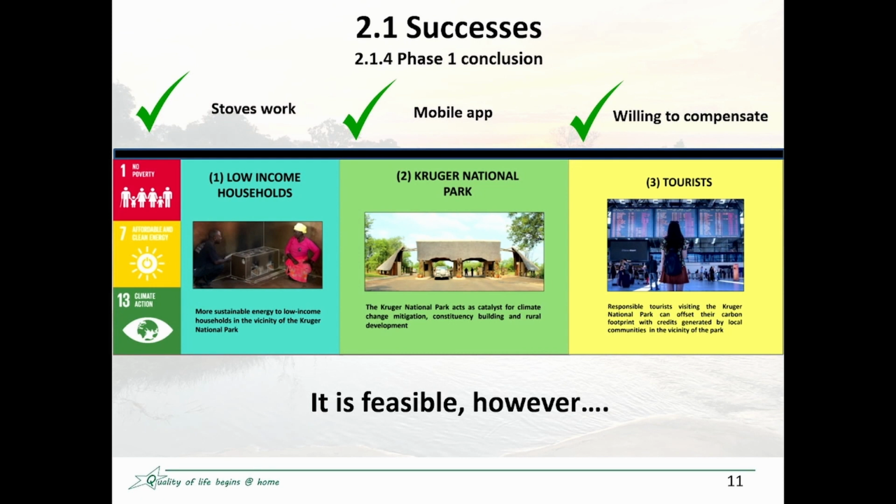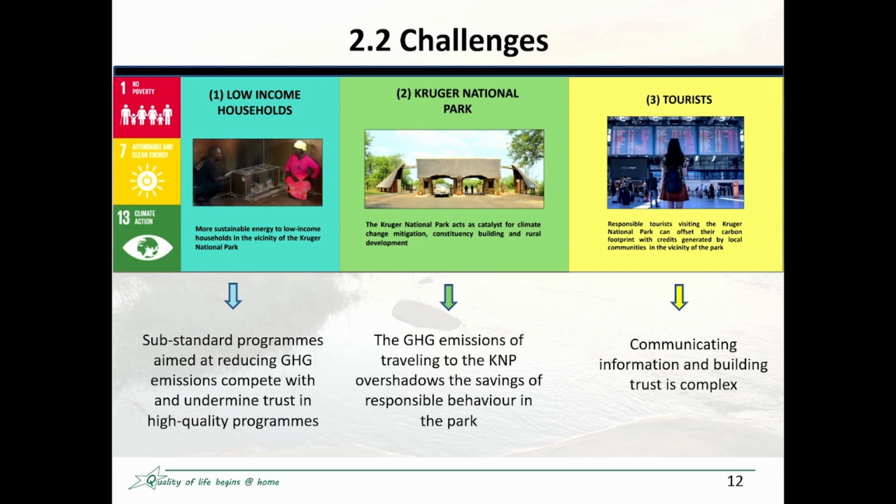Thus, in principle, it's not that difficult to generate benefits locally. There's some willingness to compensate from tourists and to do it on a mobile app. All of that is possible. However, we are still struggling with a number of challenges.